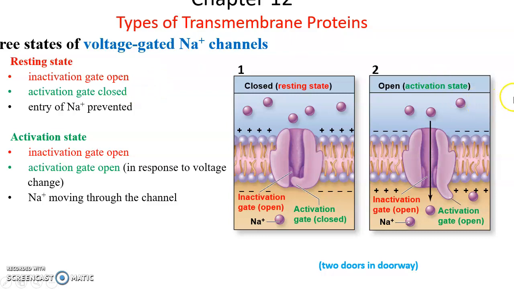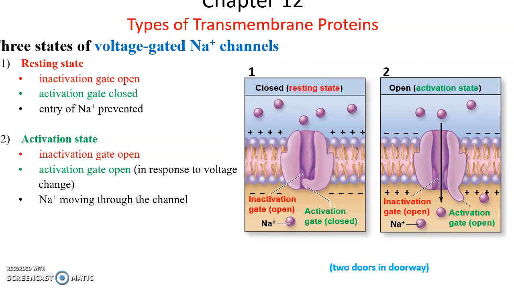All right, so voltage-gated sodium ion channels actually have 3 states. The first state is resting state. When they are resting, the inactivation gate is open, but the activation gate is closed. So it's like they have 2 doors here. One of the doors is open, the other door is closed, so nothing can pass through the channel. Then they have the activation state, so that when that change of charge occurs, the activation gate opens. The inactivation gate is also open, so sodium ions can flow through the channel into the cell.